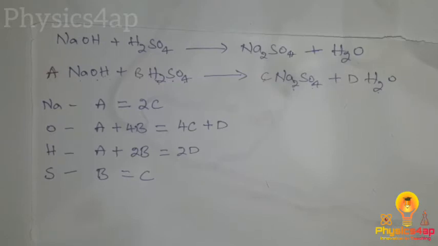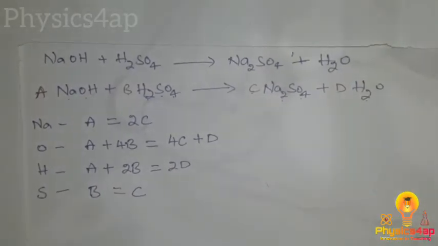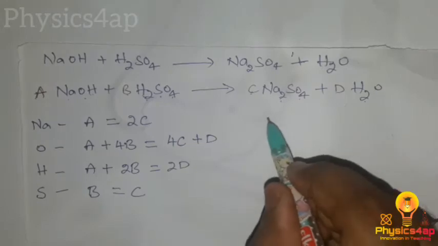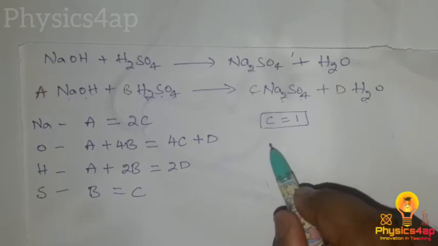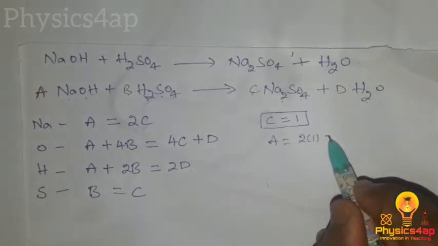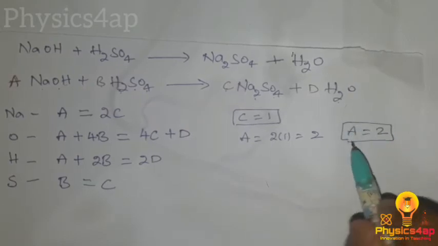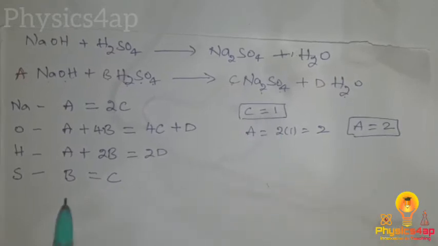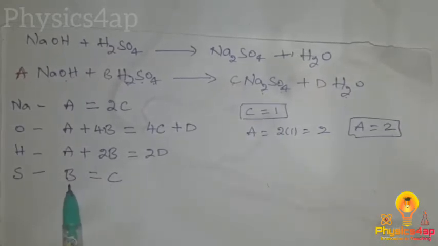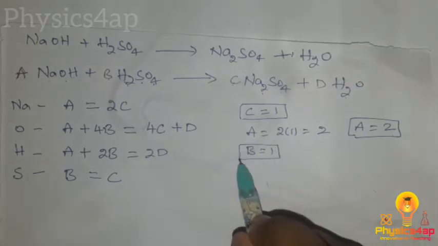Now here you can consider any of A, B, C, D as 1, so that you can get the other values. I am assuming C equals 1. So if you take C equals 1, from this we get A equals 2 into 1, that is 2. So you got the A value as 2. And next, as C is 1, from this equation B equals 1. So B is also equal to 1.